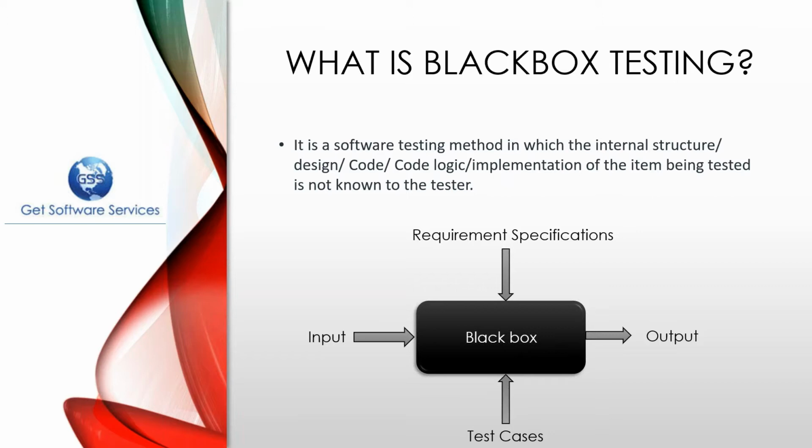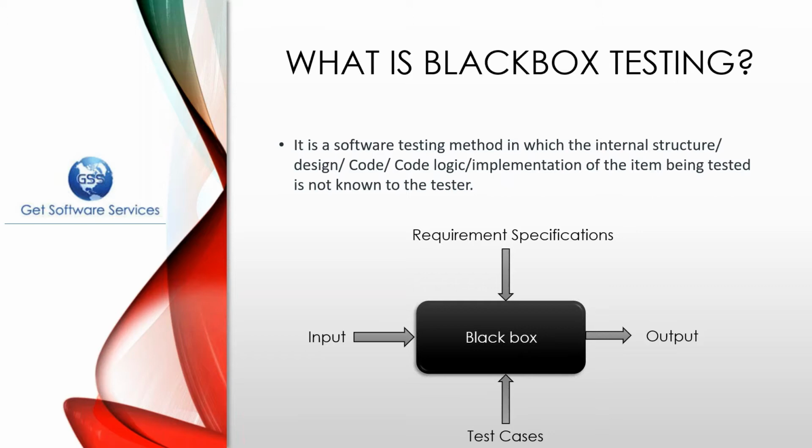And to do black box testing, we write test cases where we mention the steps that should be done to test the functionality of the application. Based on the requirements, test cases are written, and then these test cases are executed by giving input to the application and checking if the output is matching with the expected result, with what is mentioned in the requirement specifications. So that is black box testing.